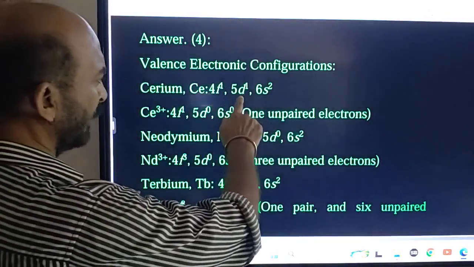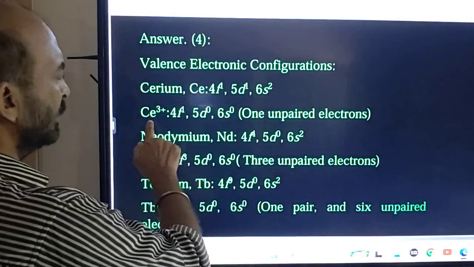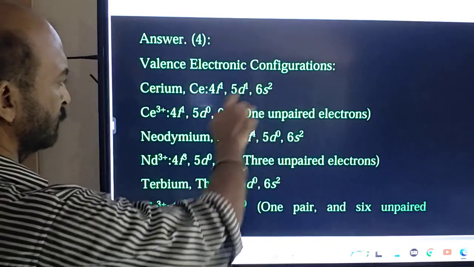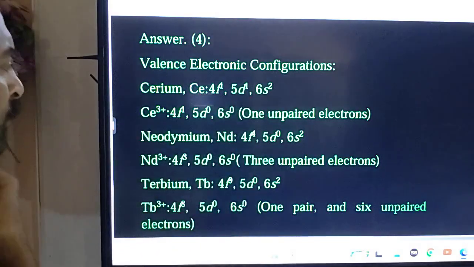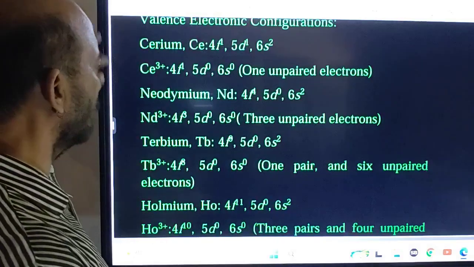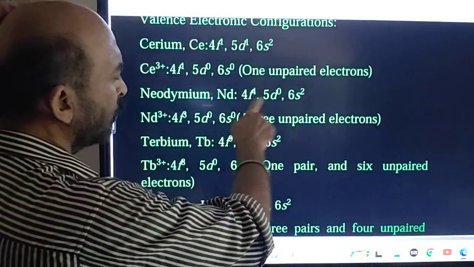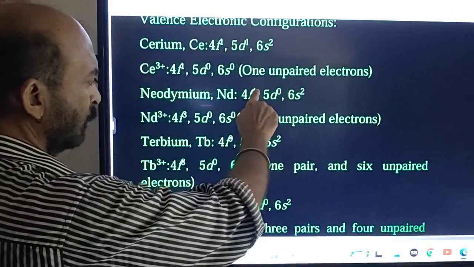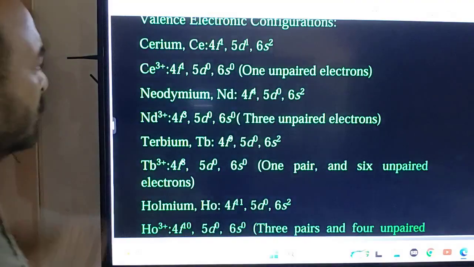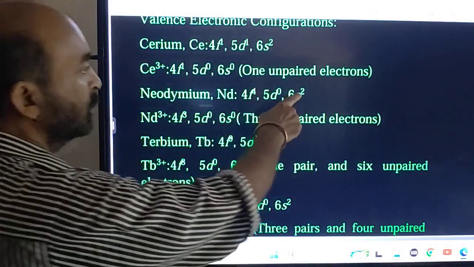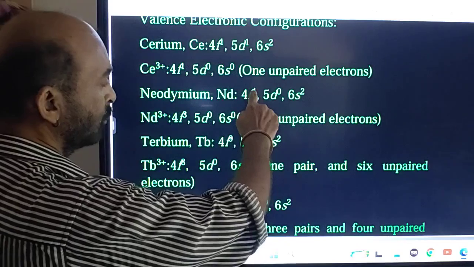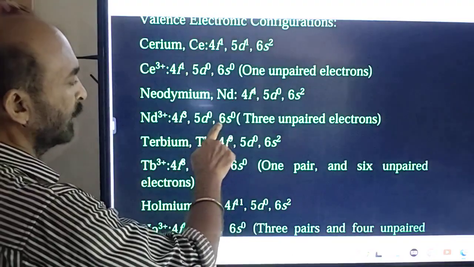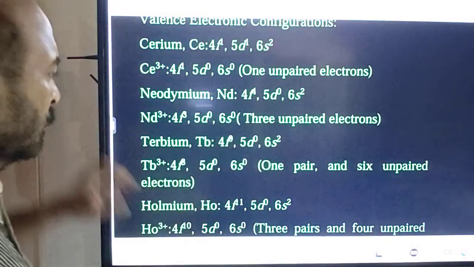Cerium: 4f1 5d1 6s2. For Ce3+, the s and d electrons will be removed first. This will become 0, this will become 0. 4f1 only, so 1 unpaired electron. Then neodymium, Nd: 4f4 5d0 6s2. First the 2 s electrons will be removed, then 1 from the f orbital, as it is neodymium 3+. So Nd3+ has the configuration 4f3 5d0 6s0. Only 3 unpaired electrons will remain.